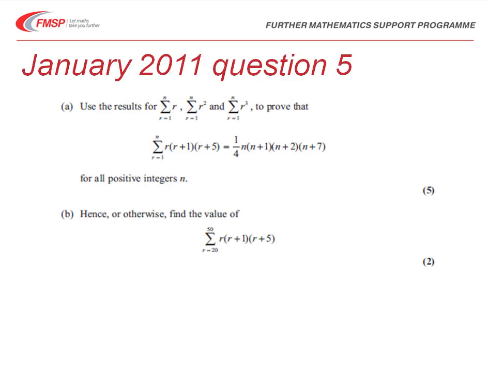Here's a typical question from this topic. Just looking through the question in its entirety first of all, and then I'll look at the different parts. So we're asked to use the results, this time not asking to prove the standard results, but to use those standard results to show that this expression, sigma (r plus 1)(r plus 5), is equal to a long formula here, and this of course will come out with the work as we do it. Once we've done that, then we're asked to find the sum of, you'll see the left hand side here, from r equals 20 to 50.